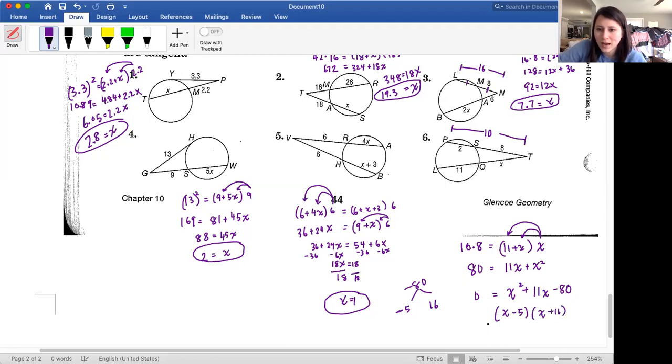And so when I set these equal to 0 and work out what each x value would be, it looks like x equals 5 and x equals negative 16. And so because this one's positive, x equals 5 here. And so x equals 5. And that's my answer.